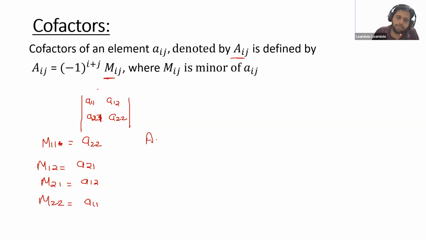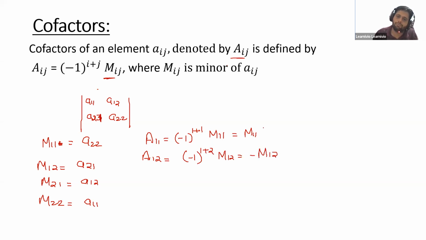Okay. Next, we need the cofactor. A11 is equal to minus 1 to the power 1 plus 1 into M11. If we need to find the cofactor, we will multiply the minor with minus 1 to the power of these numbers. Next, we need A12. This would be equal to minus 1 to the power 1 plus 2 into M12, which will give us minus M12. We will put the value, M12 was A21. So this is minus A21.